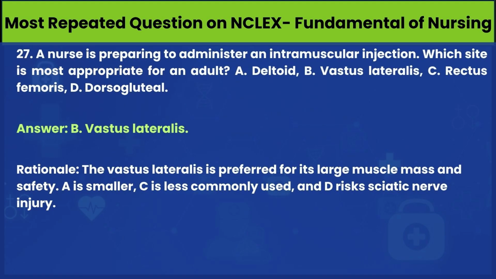Answer: B. Vastus lateralis. Rationale: the vastus lateralis is preferred for its large muscle mass and safety. A is smaller, C is less commonly used, and D risks sciatic nerve injury.